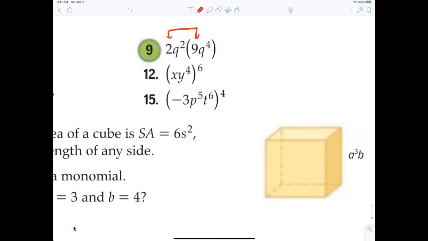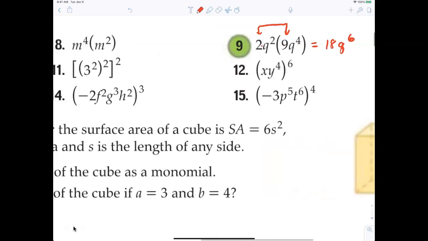You're still what? Multiplying. You see what I'm saying? This means 2 times q squared times 9 times q to the 4th. So the rule is you still multiply numbers, but you add the exponents. So go ahead. 18q to the 6th power. That's the answer. Very simple. Very, very simple. All right, Drew, you're up, buddy.